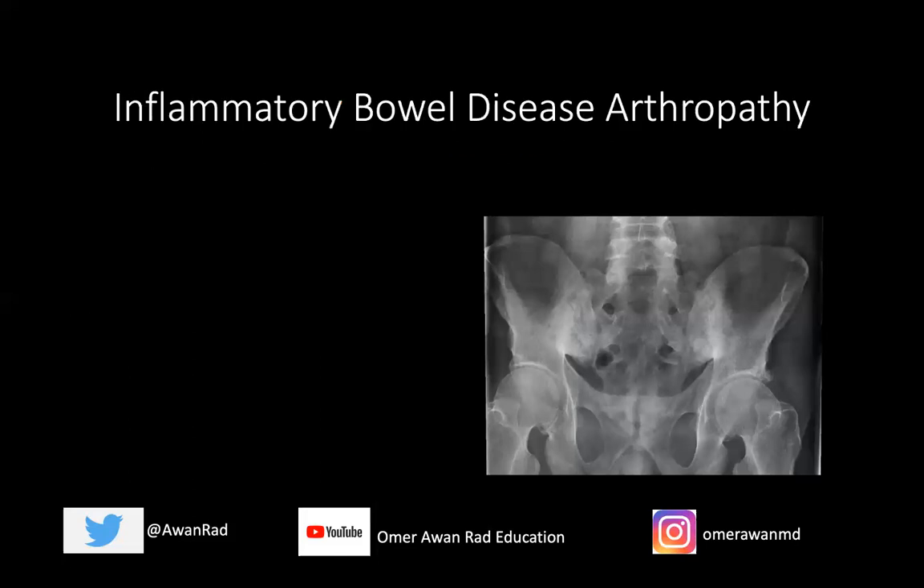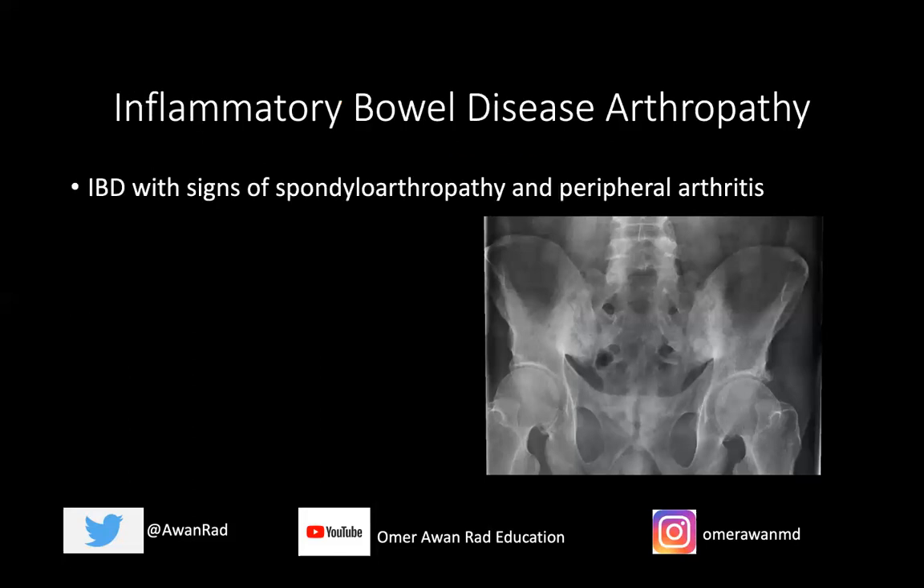So IBD arthropathy, what you're looking for is signs of spondyloarthropathy and peripheral arthritis. And in this case, we have bilateral symmetric sacroiliitis. You can also have arthritis like in the shoulder and the hips. Typically, you wouldn't have arthritis in the hands like you would in psoriatic arthritis, but you can have arthritis in the shoulders and the hip as well.